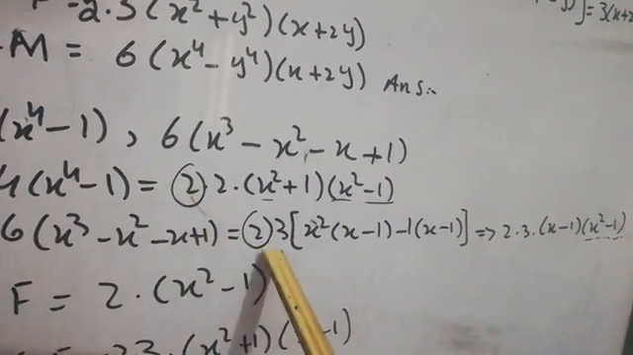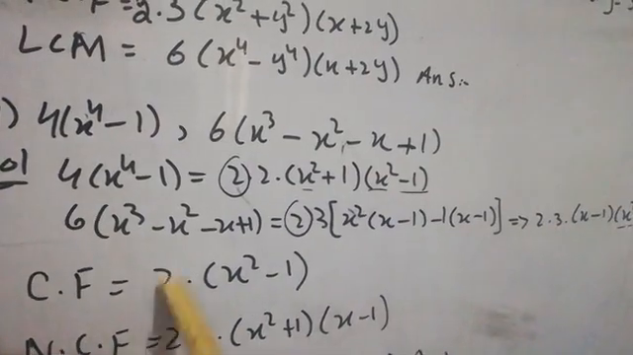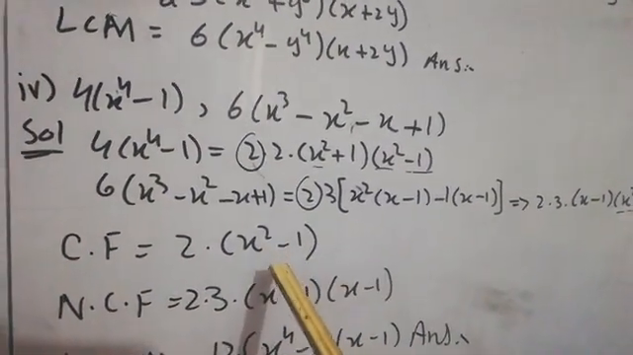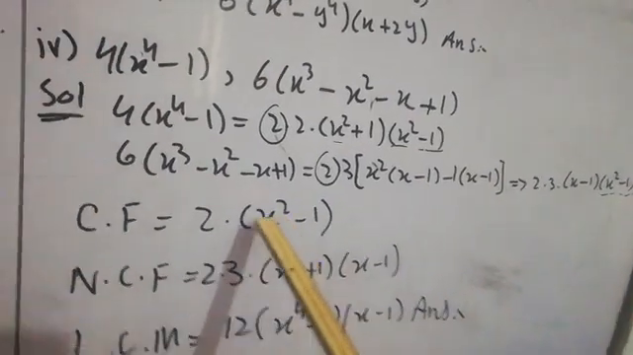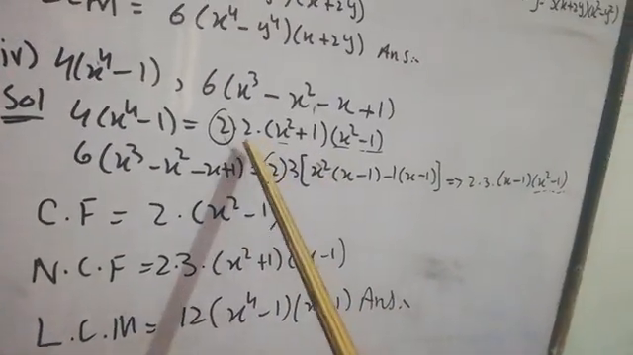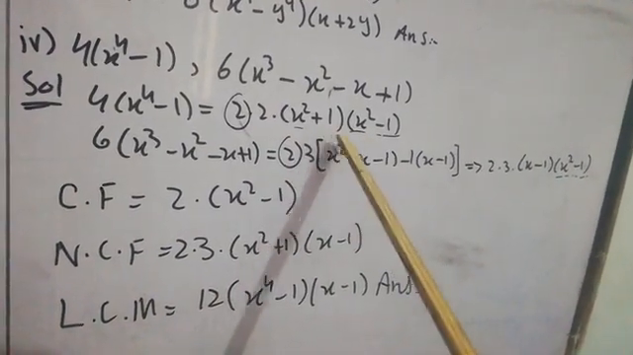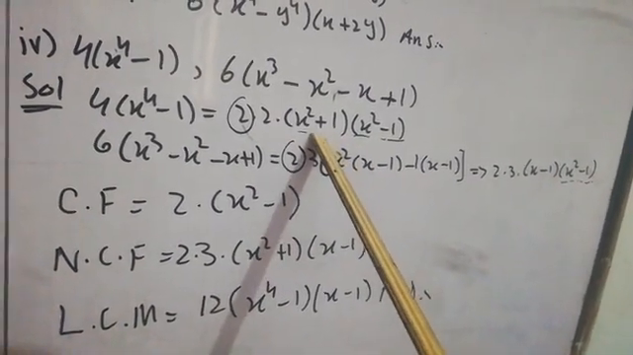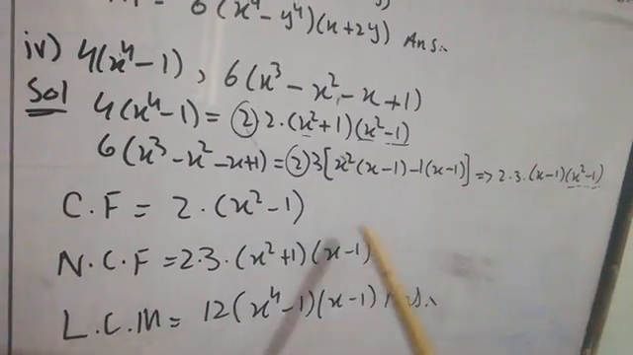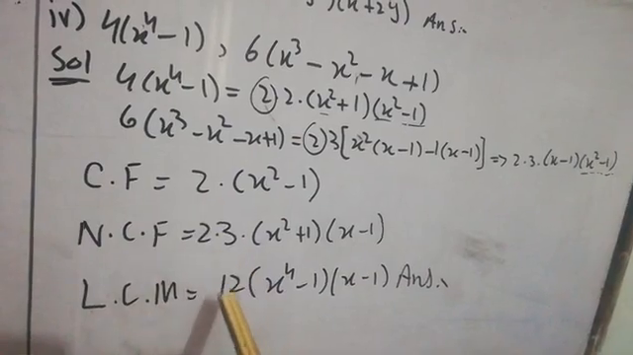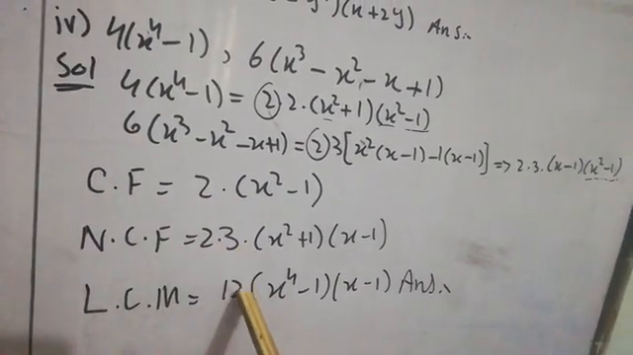Two is common, so write the common factor as 2, and x square minus 1 and x square minus 1 are both common, so write these two factors as common factors. And now we will take the non-common factor, which is 2 into 3, and after that the expression is x square plus 1 and x minus 1. These are the non-common. So take the LCM by the product of common and non-common. 2 times 4, 4 is 12.